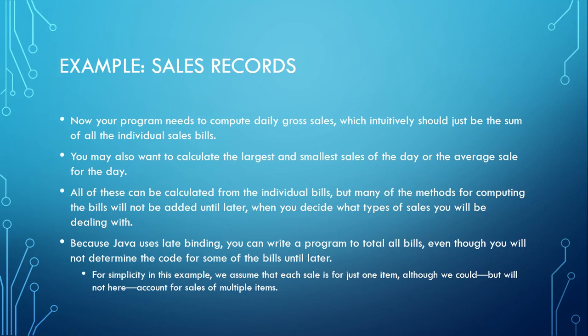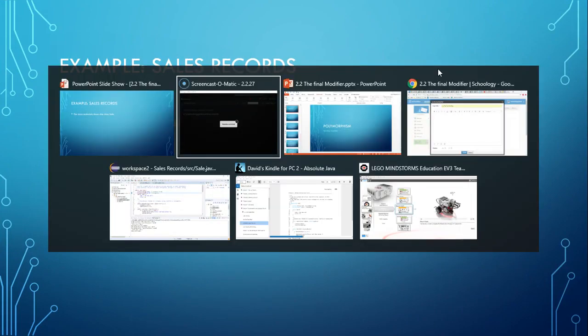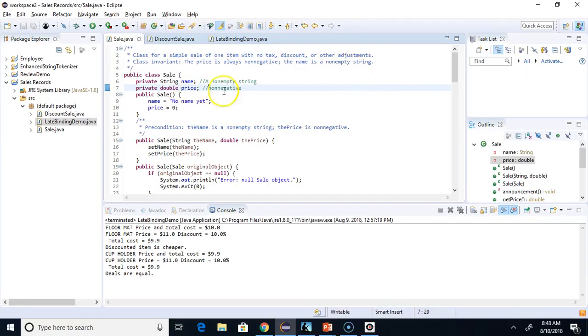So in this example, for simplicity's sake, we just assume that each sale is just for one item, although we could, but will not, account for sales of multiple items. So when we look at the example, we're just doing one item, we're just selling it at a time. Now the class materials shows the class Sale. So let me just jump over to Eclipse here, and here's Sale.